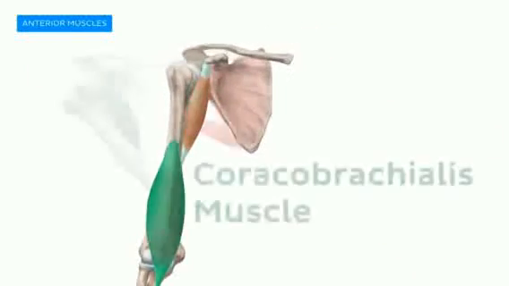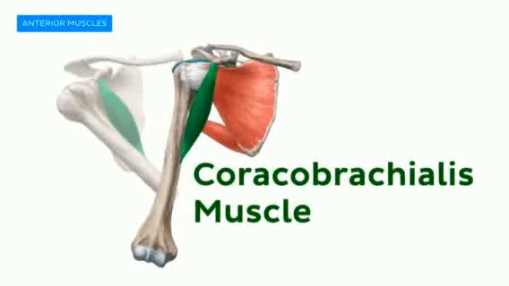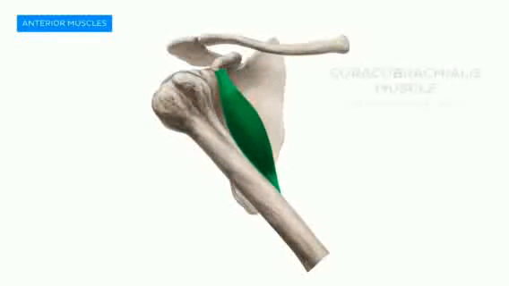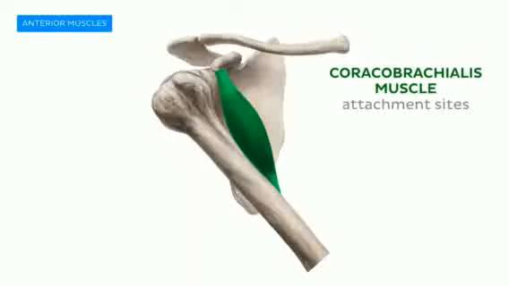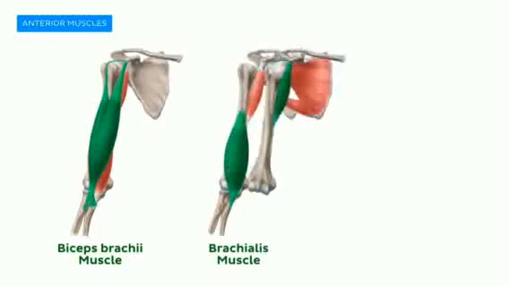The third muscle of the anterior compartment is this small muscle here, which is the coracobrachialis muscle. And as its name suggests, the coracobrachialis has its proximal attachment point or origin at the coracoid process of the scapula. And from here it extends distally along the humeral shaft to then insert along the anteromedial surface of the humerus. And just like that, my friends, we have discussed the anterior muscles of the arm. It is literally as easy as 1, 2, 3, hopefully.